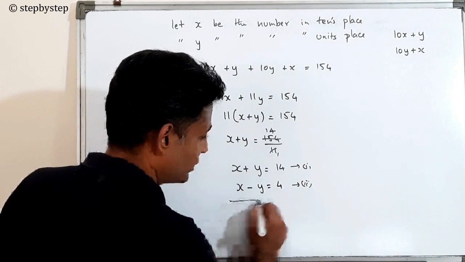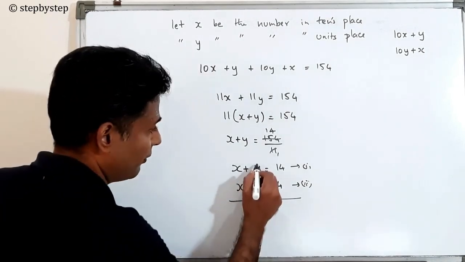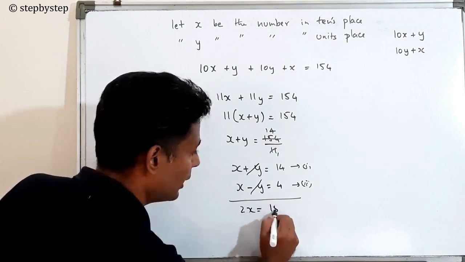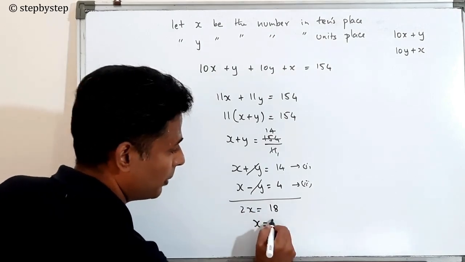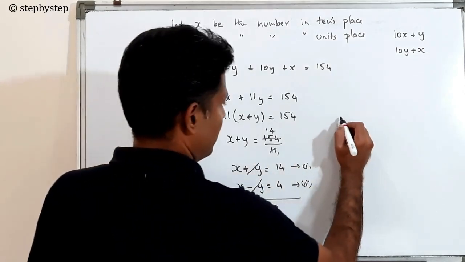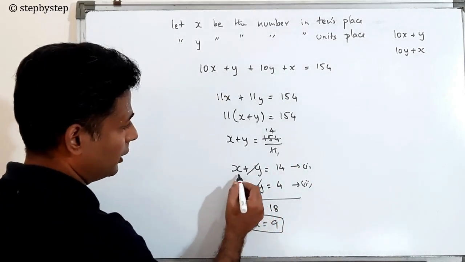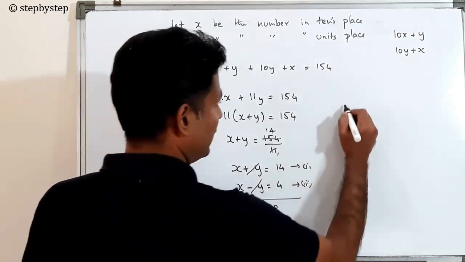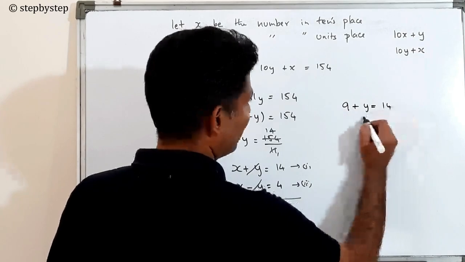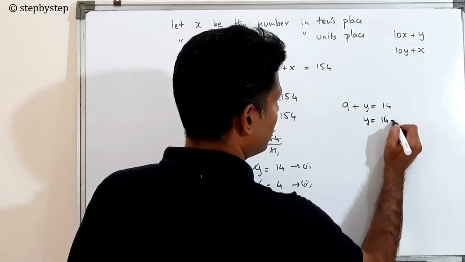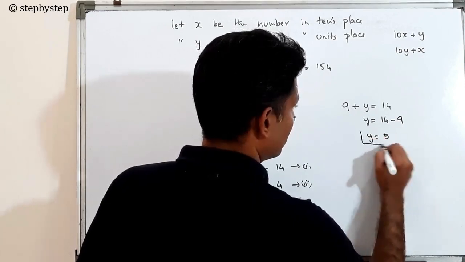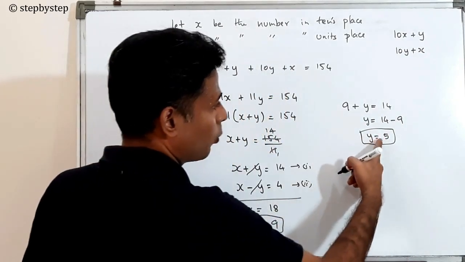And using these two, we'll solve this using the elimination method. When I add this and this, y cancels, I get 2x equal to 18. So x is equal to 18 by 2, that is 9. And substituting in one of these, I will substitute in the first one, x plus y equal to 14. X is 9, so y equal to 14 minus 9, so y equal to 5. So x is 9, y is 5.